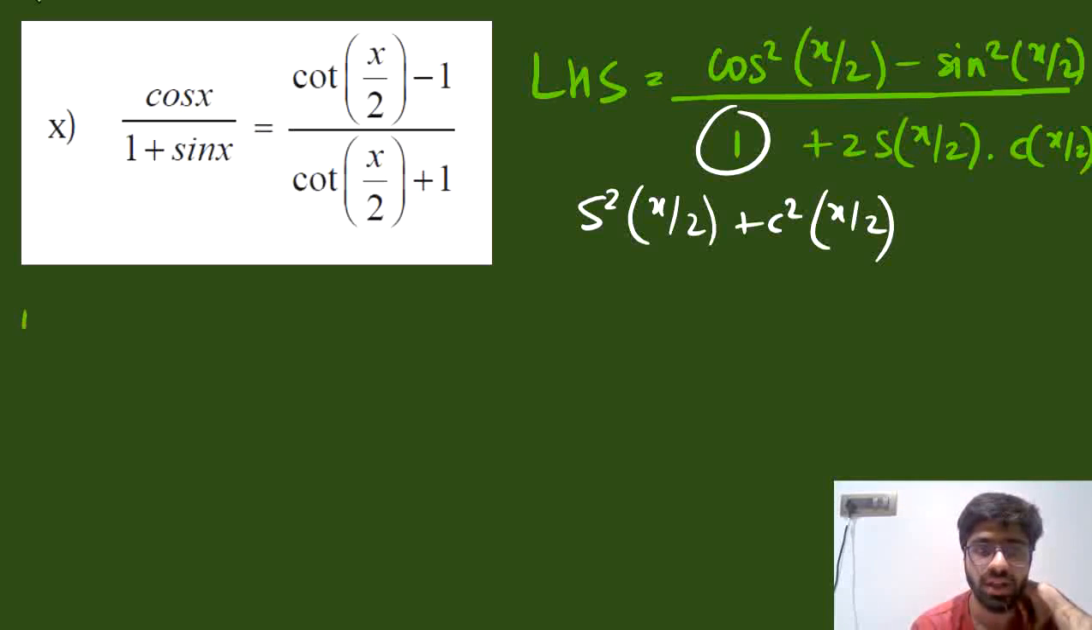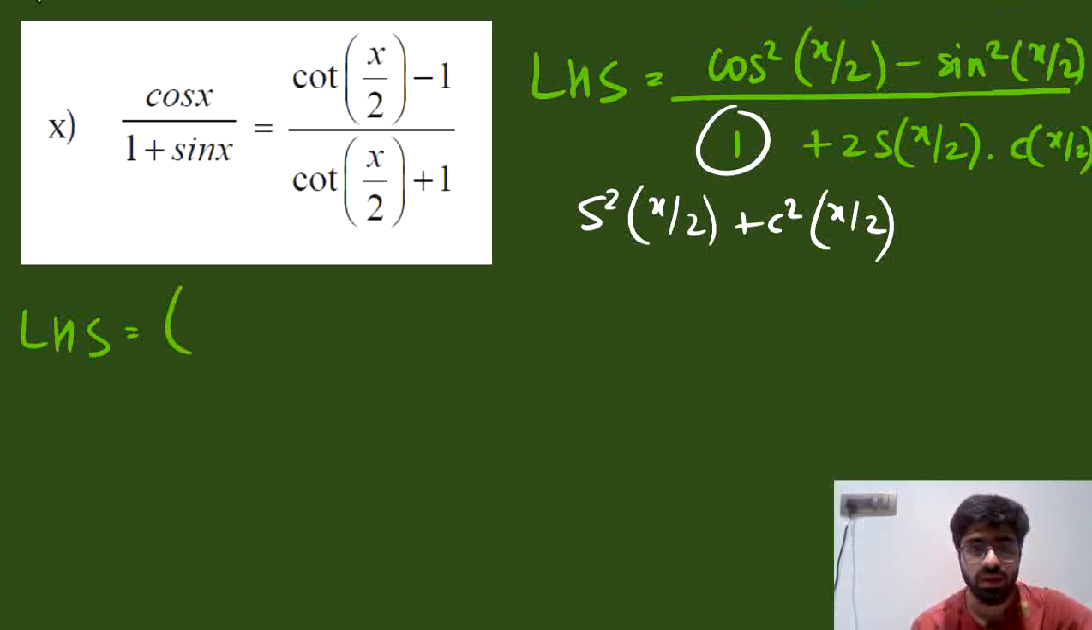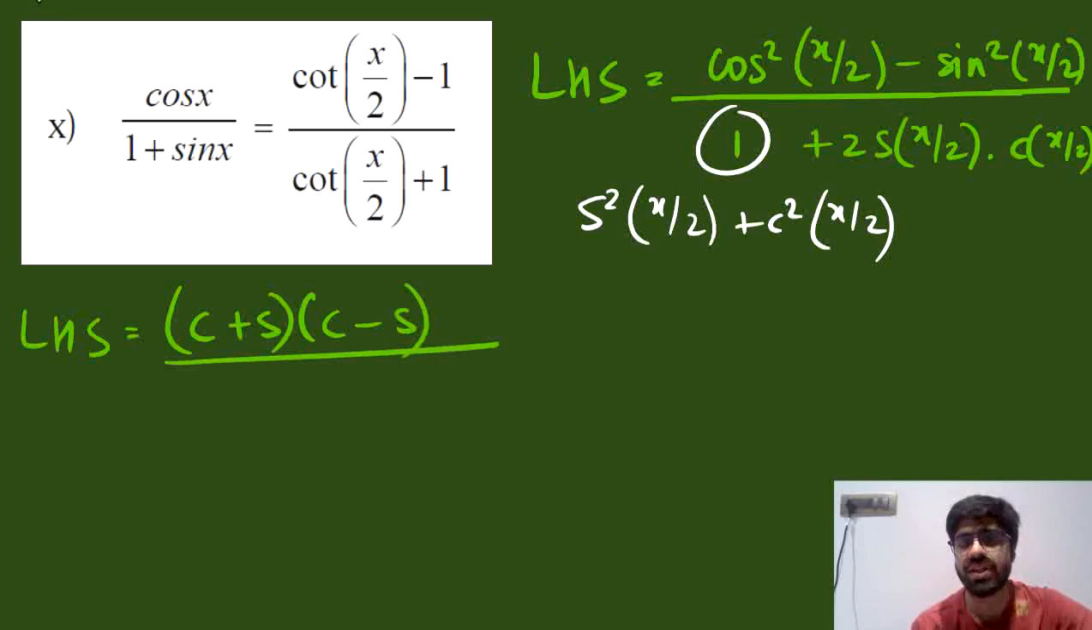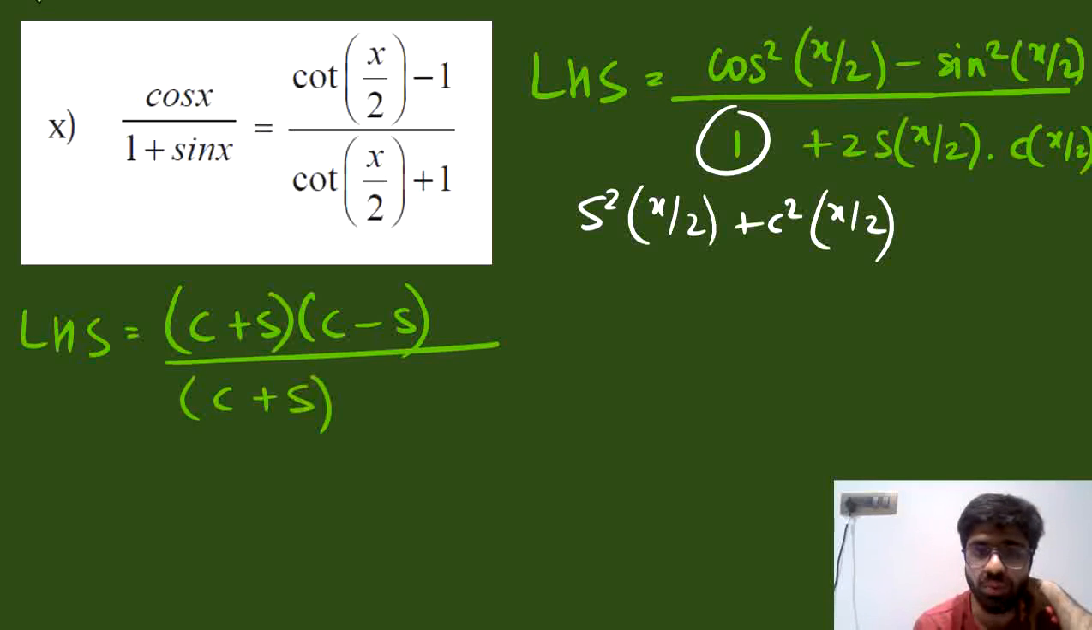Now when I do that, the left hand side finally becomes, in the numerator it is of the type a square minus b square. So we can write it as a plus b into a minus b. Keep in mind the angle which I have with cos and sin is x by 2. In the denominator it is a square plus b square plus 2ab. That means in the denominator what we have is a plus b the whole square, which is cos x by 2 plus sin x by 2 the whole square. Now from here on it's very easy, because cos x by 2 plus sin x by 2, one of it gets cancelled in the denominator and numerator.